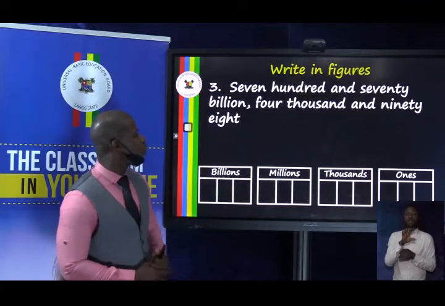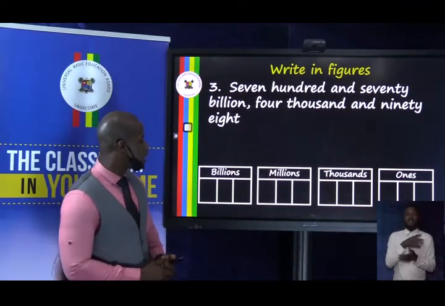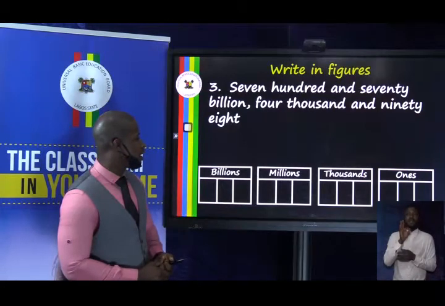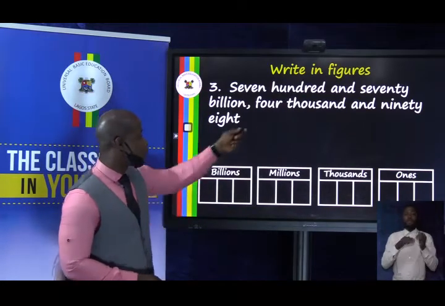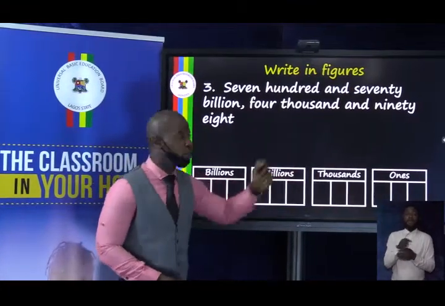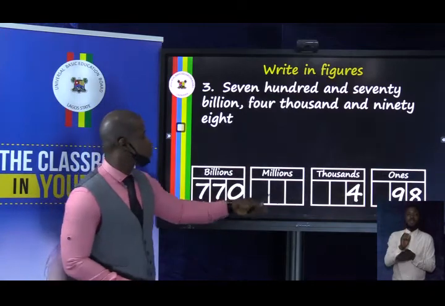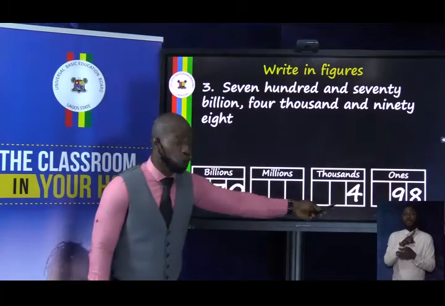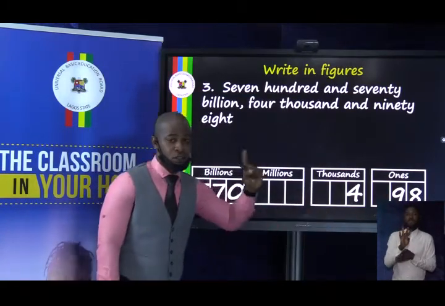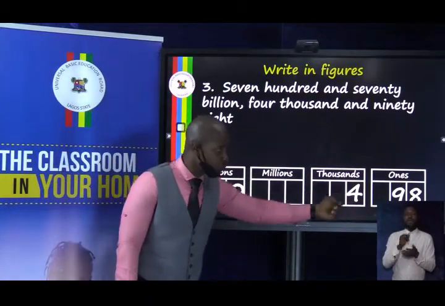Let's take a look at the final one. This one says 770 billion 4,098. So we have to build houses from billion because that's the largest place value. Billion, million, thousand, one. So under billion we put 770, as you can see. Nothing under million. Under thousand we have just 4, so we fill it from the right because it's just one digit. Then you have 98 under ones. That's just 2 digits, so you fill it from the right.